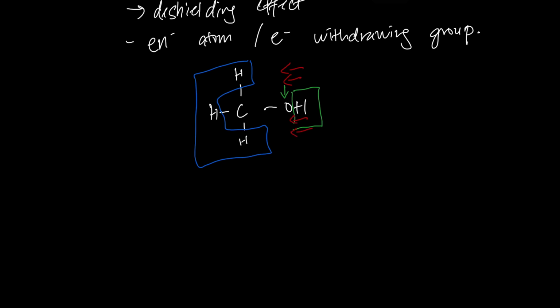So now this proton is de-shielded. This alcohol OH proton is de-shielded. So compared to these three protons, this proton has a higher chemical shift value. These three protons are going to give you one signal, and they have a lower chemical shift value.